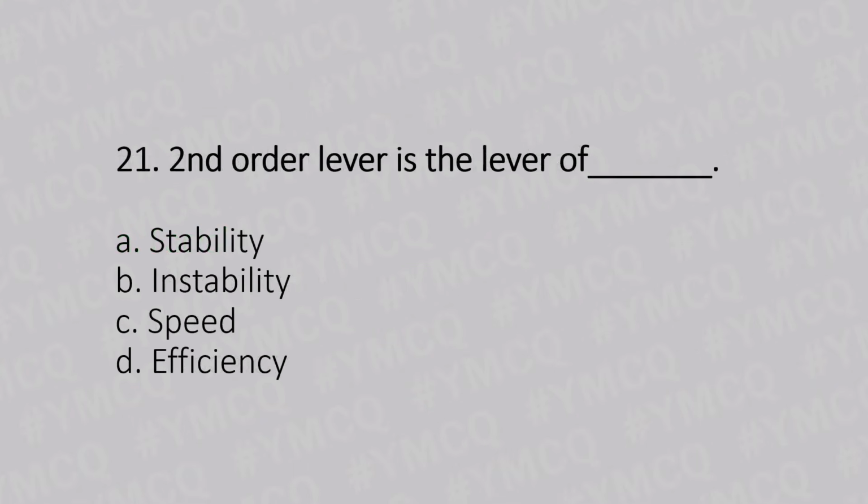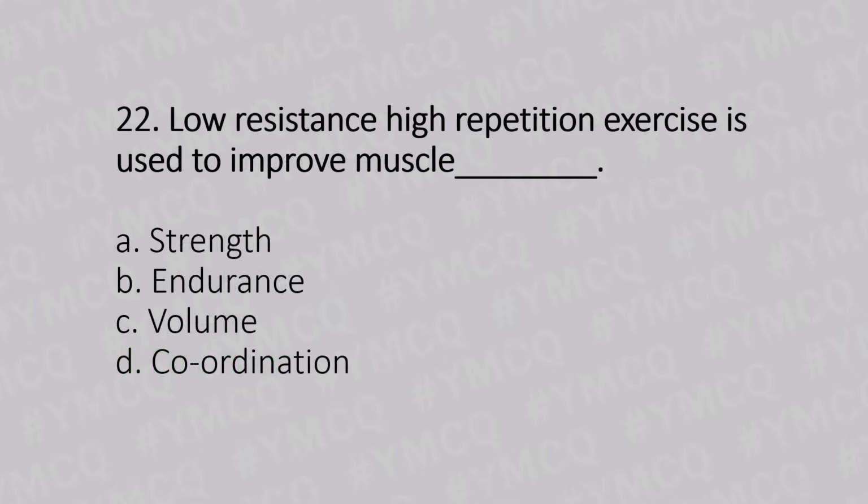Moving to our 21st question, second order lever is a lever of dash. Option A, stability, option B, instability, option C, speed, option D, efficiency, and the answer is option D, efficiency. Moving to our 22nd question, low resistance, high repetition exercise is used to improve muscle dash.